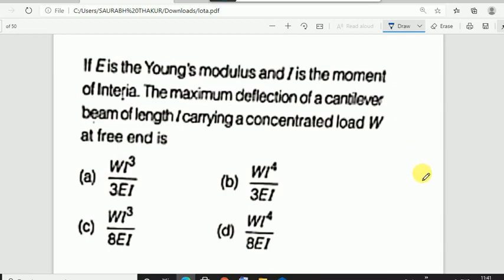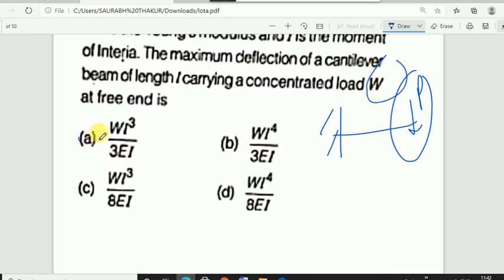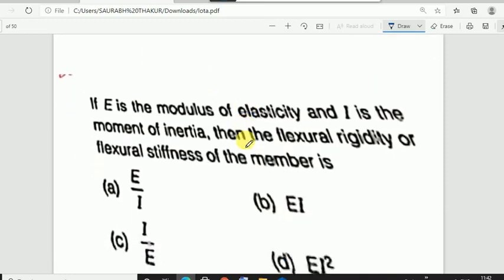Young's modulus, the maximum deflection of a cantilever beam of length L carrying a load is PL cube upon 3EI. PL cube upon 3EI here, but P is not given. Here W is given. WL cube upon 3EI. WL cube upon 3EI. Okay. Let's move to the next question.